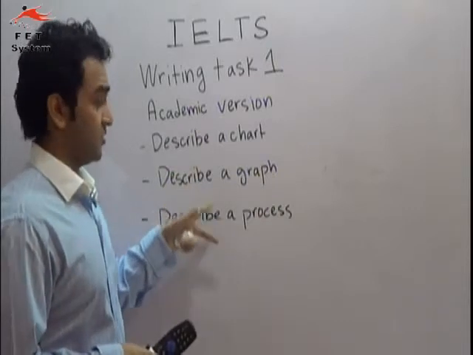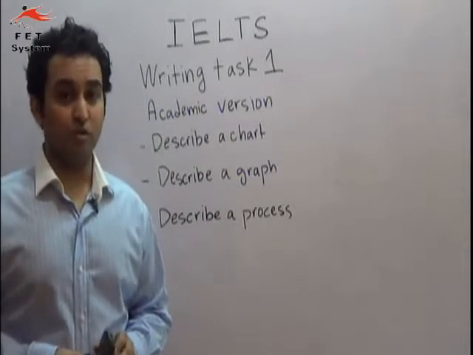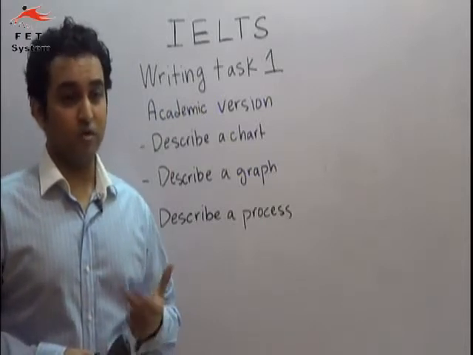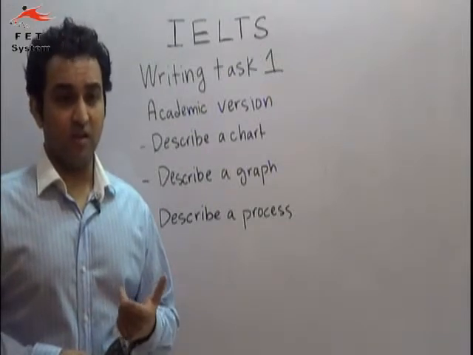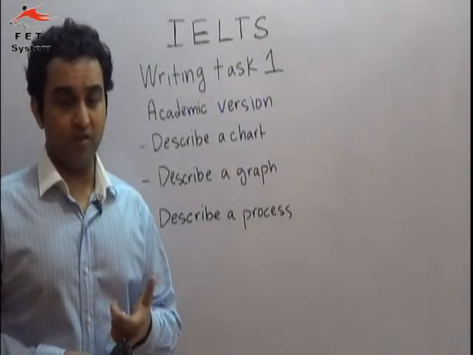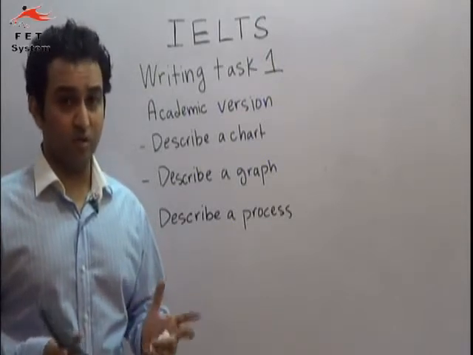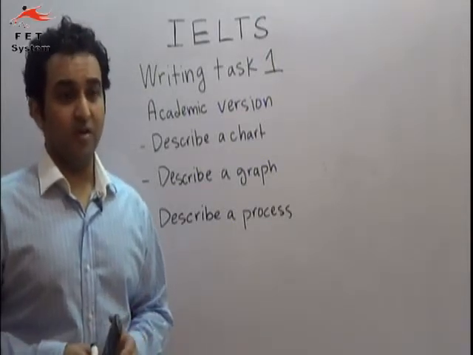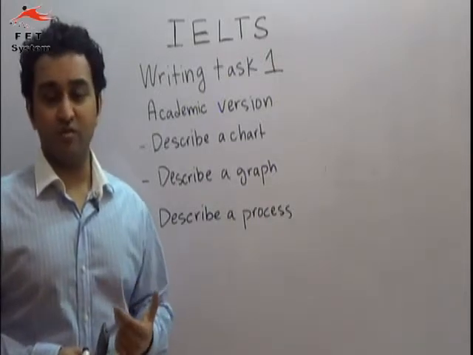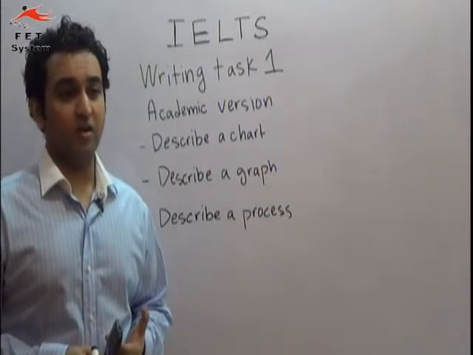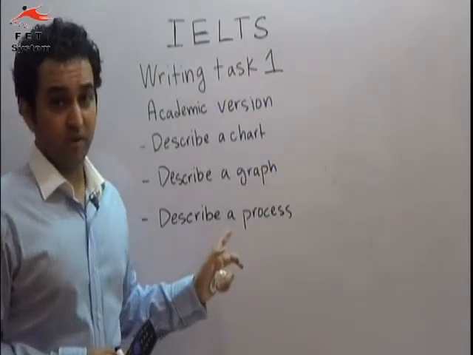For all these 3 types of questions, you have only 20 minutes. You should be spending not more than 20 minutes. You should not be utilizing the time of writing task 2, because for that task you have 40 minutes, and for this task you have 20 minutes, and you'll get both tasks at the same time. What people do is that they consume 5 minutes of the writing task 2, and they are not able to write it properly. So just only spend 20 minutes.